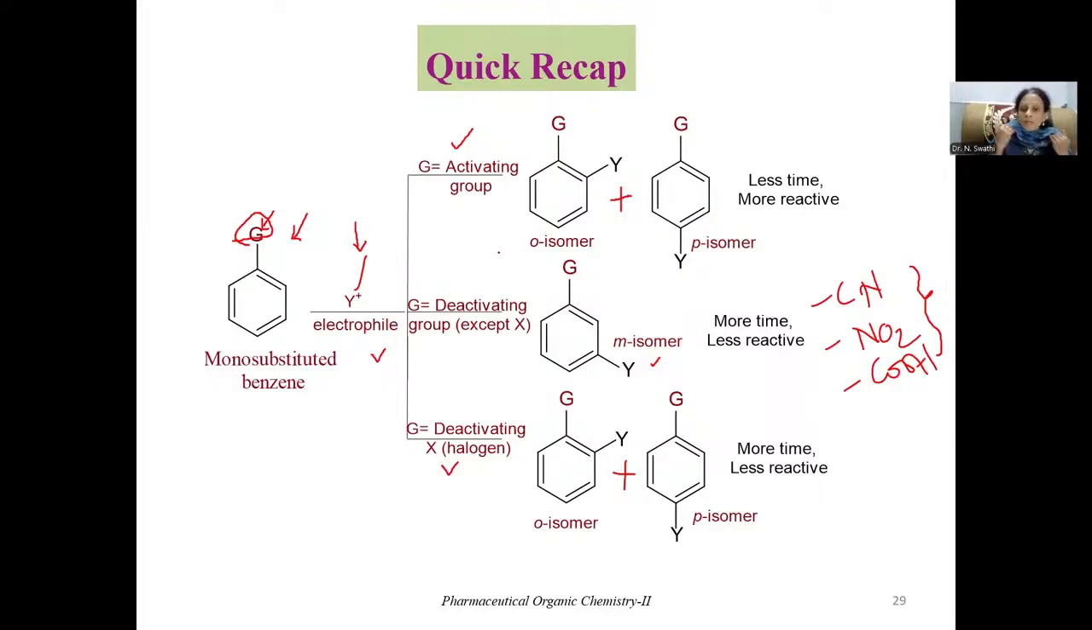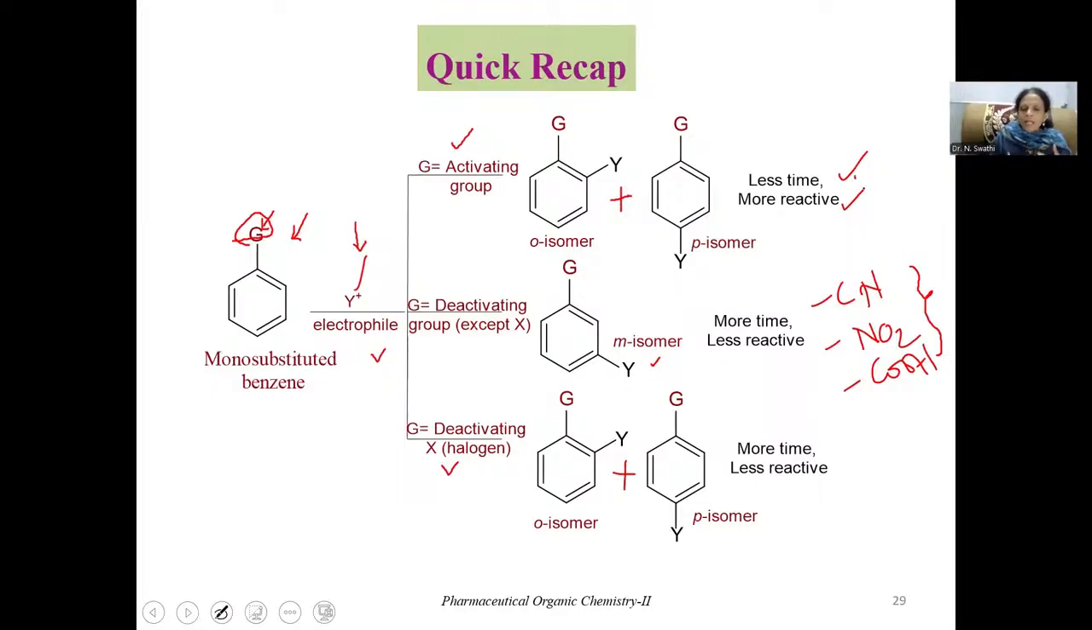Now coming to the reactivity of the molecules. When the molecule has a nitro group, cyano group, or methyl group, all these monosubstituted benzenes do not take the same time to complete the reaction or to give the corresponding product. In case of activating groups, or electron releasing groups, they will take less time because they activate the ring system towards the electrophilic substitution reaction. So the reaction occurs very fast. That means these are the more reactive compounds.